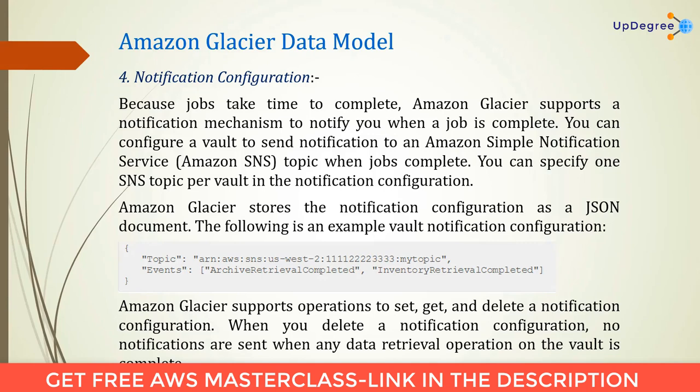Amazon Glacier stores the notification configuration as a JSON document. So you can see here the JSON document which contains a topic. What is meant by topic? The topic is nothing but, when you go to the Amazon SNS console, you have to create one topic. In that topic you can subscribe the mail ID. So for that mail ID you will get a mail.